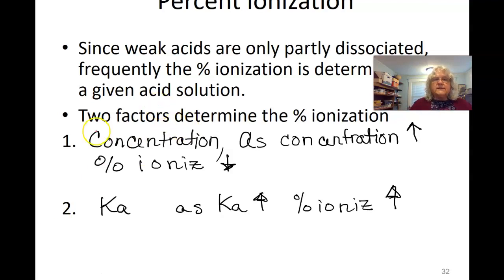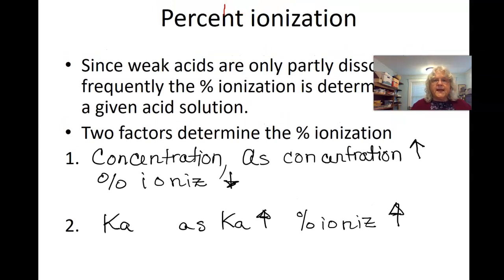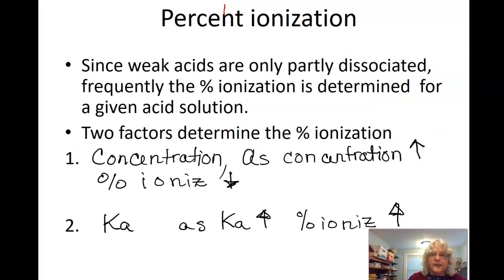So one of the other things that we're going to talk about in the lab is percent ionization. So let me talk just kind of briefly here now about what percent ionization is. So percent ionization talks about how well the acid is ionized. So we know that weak acids are only partly ionized, and what we want to know is what percentage of the molecules are broken apart.